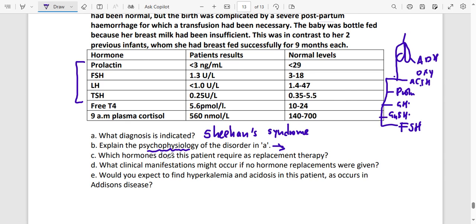Which hormone does this patient require as a replacement therapy? Anyone?